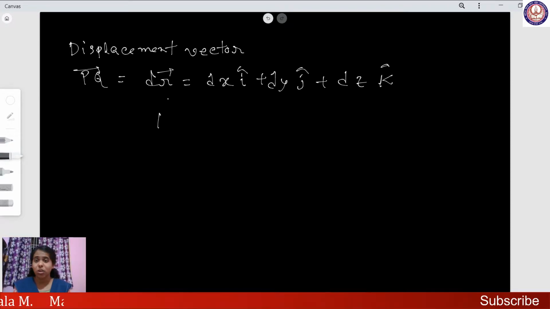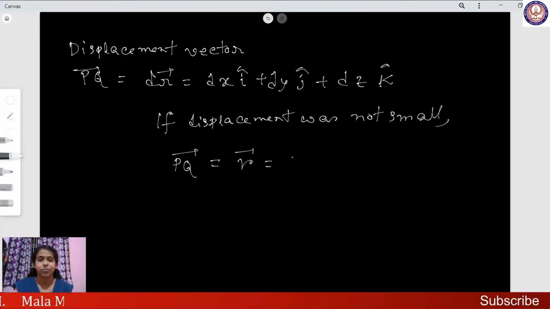Now, if the displacement was not small, then how would we write PQ? We would simply write it as r, where r is equal to x i plus y j plus z k. So why are we taking a small displacement? Because we want to define velocity.